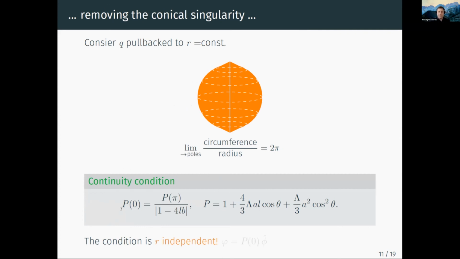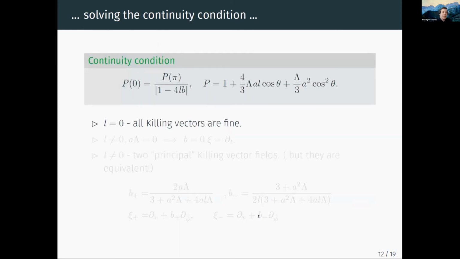This condition is quite a convenient one because it's R independent. So it means that if we can remove this conical singularity at one of the spheres, the same condition works for all of the spheres. And we do that by appropriately rescaling the coordinate such that it lives in a 0 to 2π interval, as it should. Okay, so let me talk a little bit about this continuity condition.